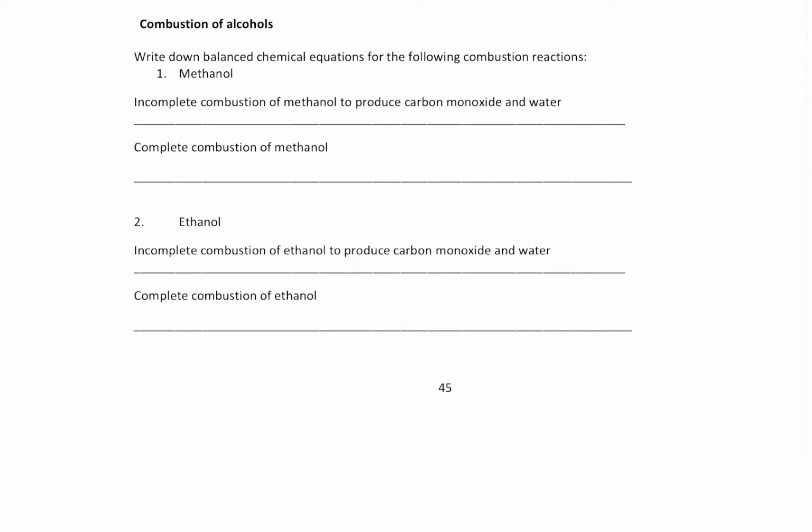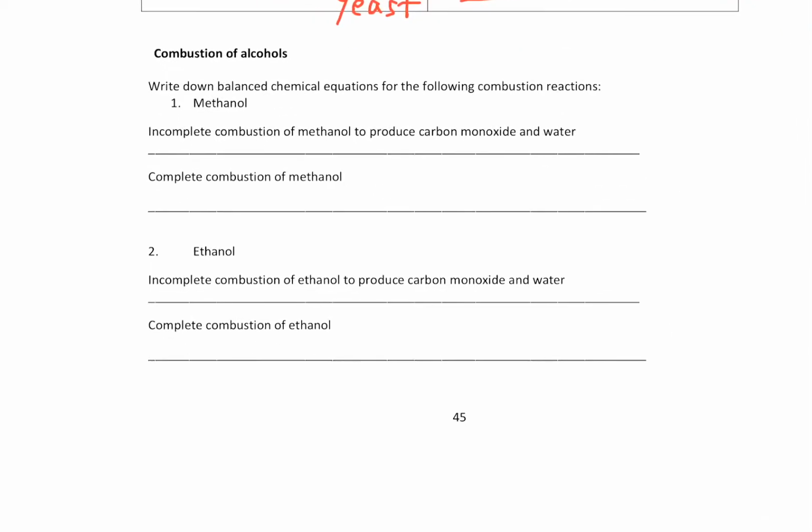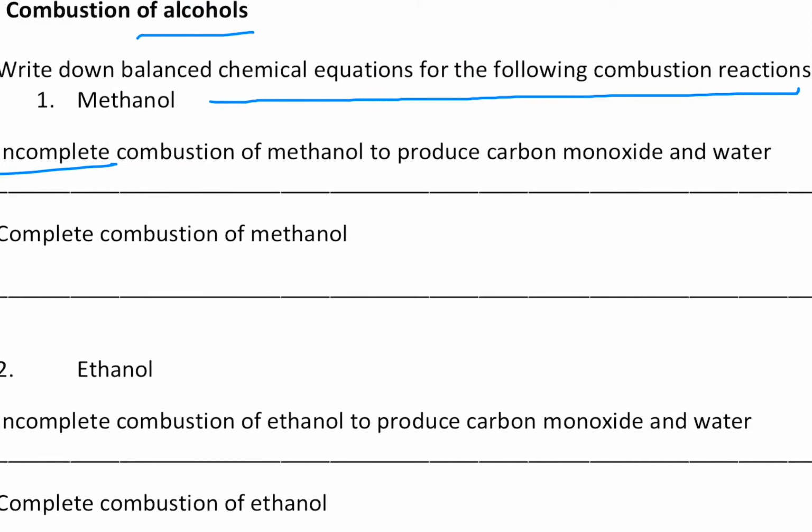Let's see reactions that alcohols undergo. So first reaction is the combustion of alcohol. So you will have to write the balanced chemical equation for the combustion. Be careful that alcohols undergo both complete or incomplete combustion. So you have to be careful. Incomplete combustion. So let's try to write this one.